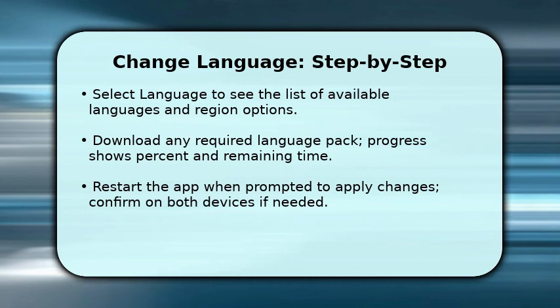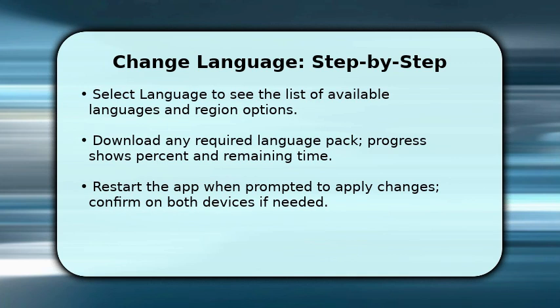Select Language to see the list of available languages and region options. Pick your preferred language and optionally enable voice and date formats for that language. Download any required language pack. Progress shows % and remaining time.